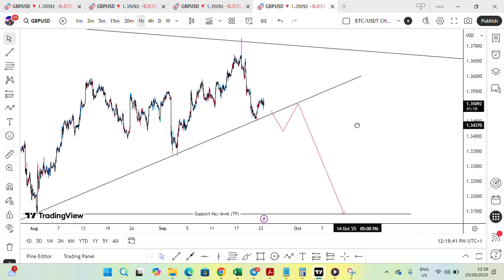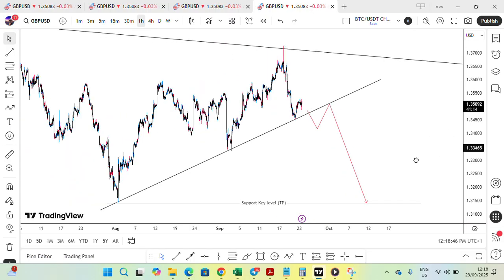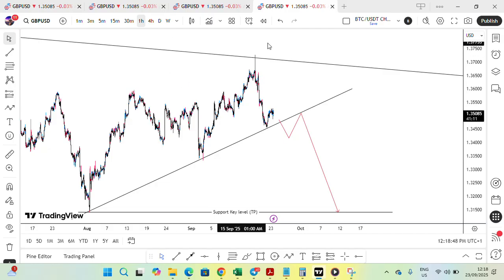So guys, this is how you should trade this market. Remember you're on the 1 hour time frame, so the market can move fast. So we have to wait for what?